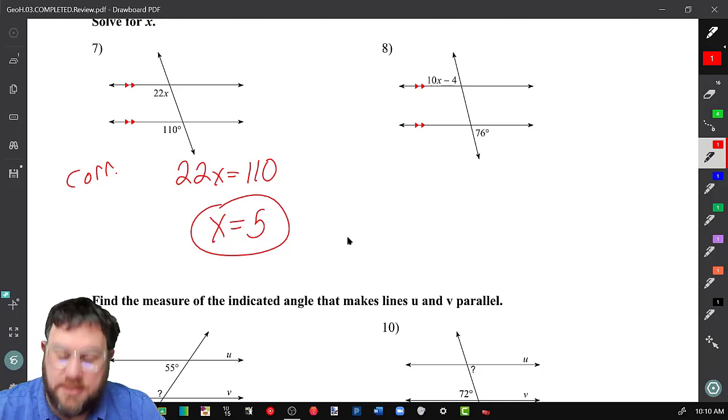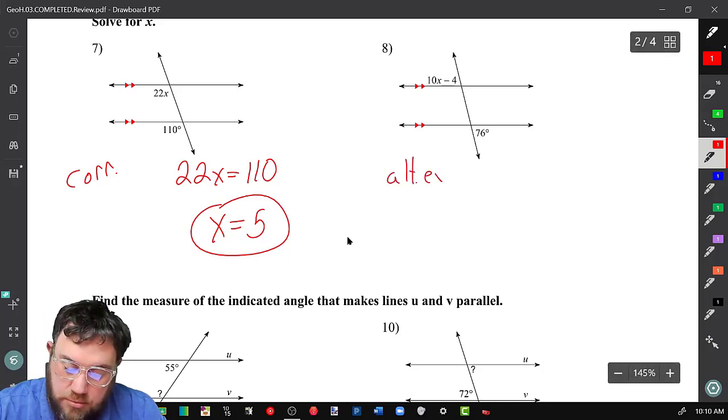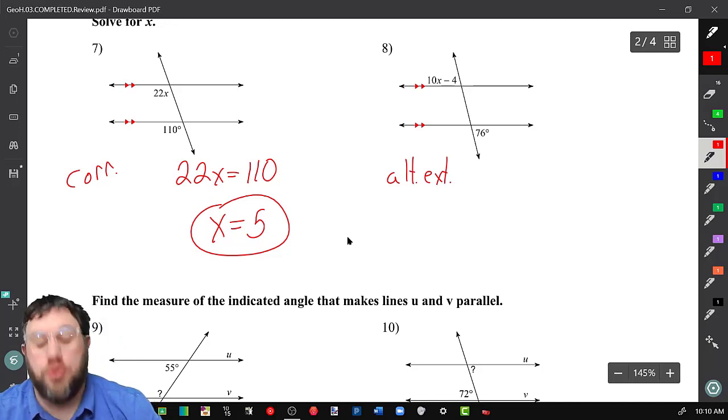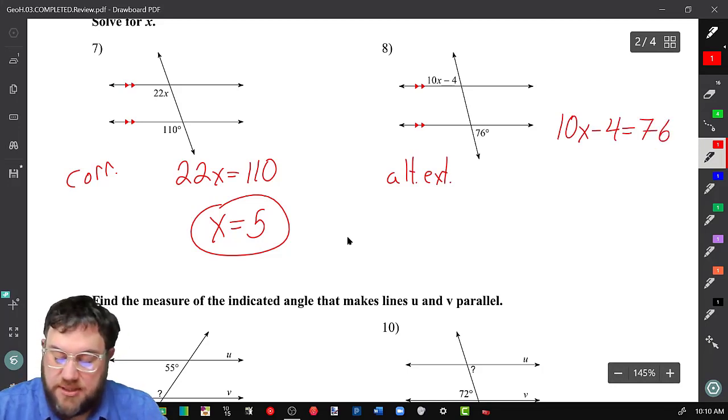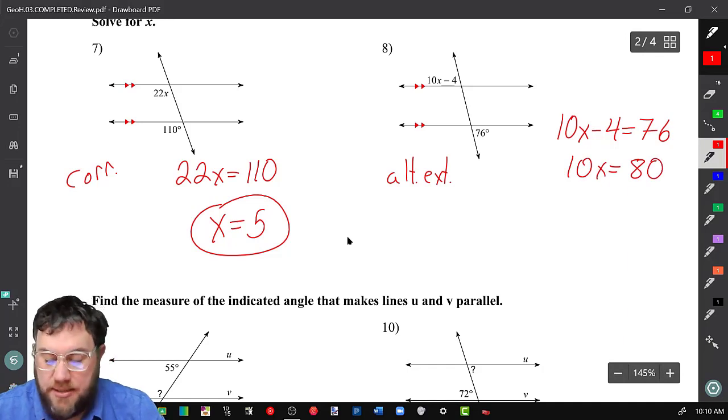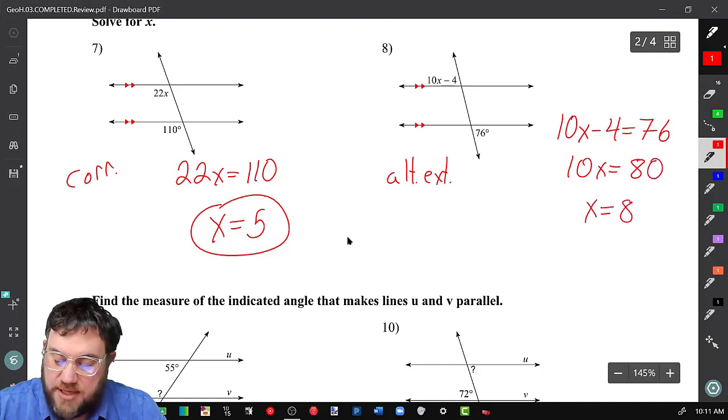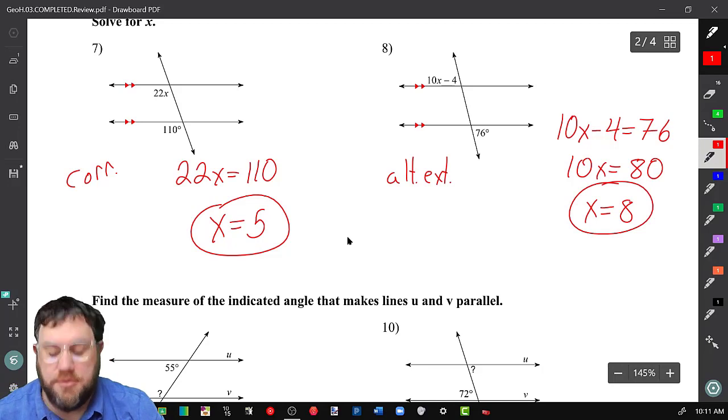In number 8, these again are alternate exterior angles. So they are congruent, so we can set them equal to each other. 10x minus 4 equals 76. Add 4 to both sides, so 10x equals 80. And then divide both sides by 10, so x equals 8.